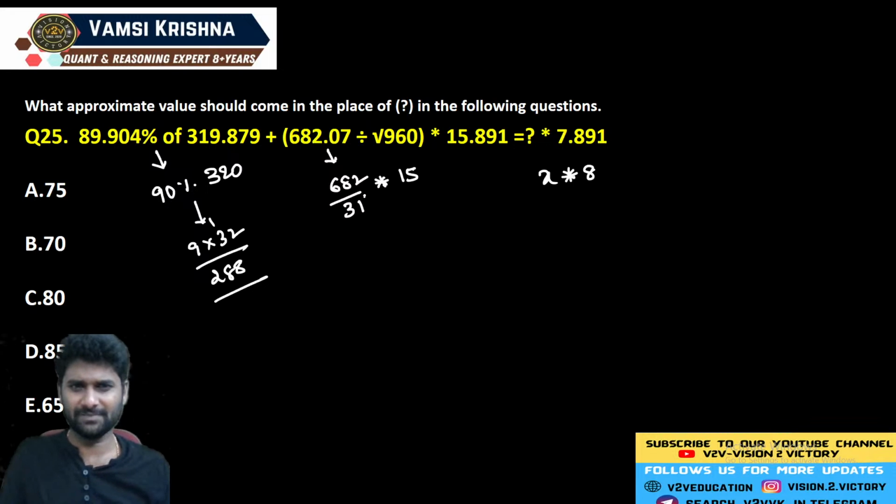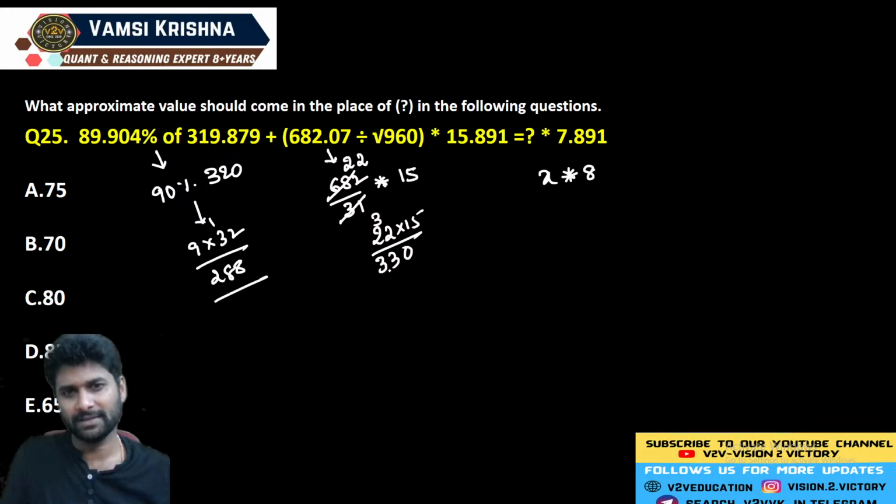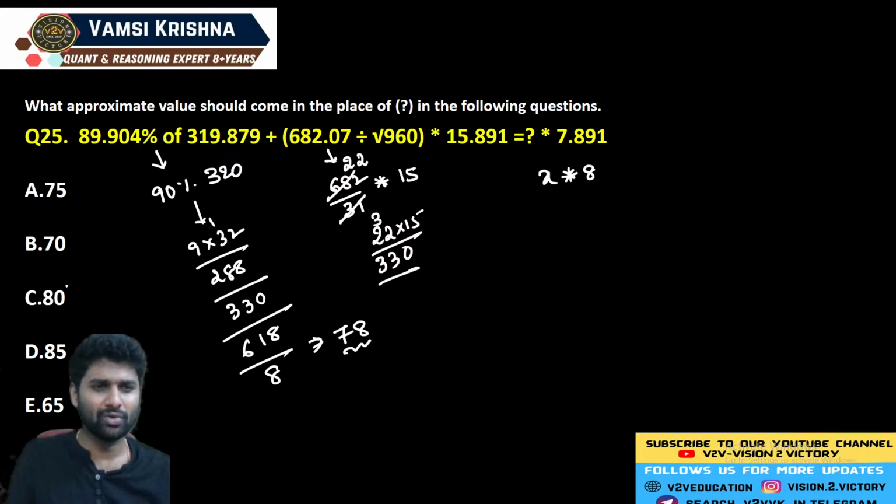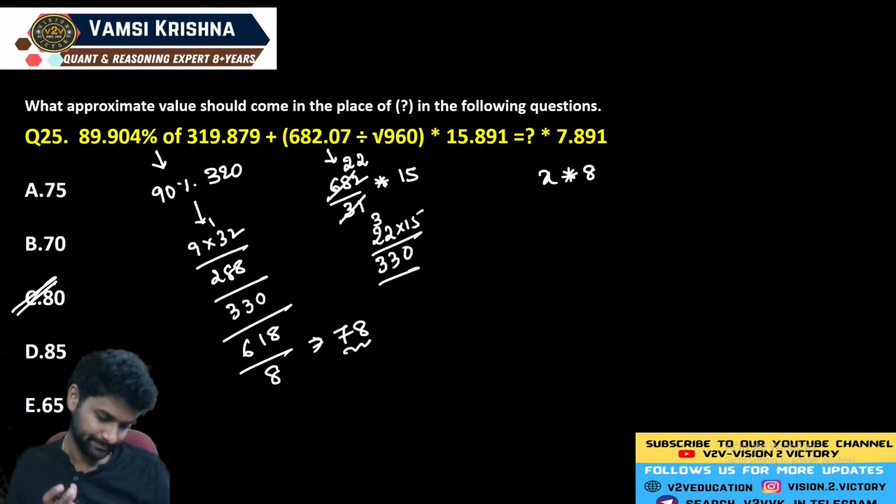Next value, see how many times here. So 31, 31, 31, 22s, guys. 22 is multiplied by 15. 15 twos are 30, so 330. So here the answer is 618. Now you already know that x is multiplied by 8, which means 618 is divided by 8. You will get the answer. See, 7 eights are 56. So approximately more than 78. More than 78, we have option 80, guys.